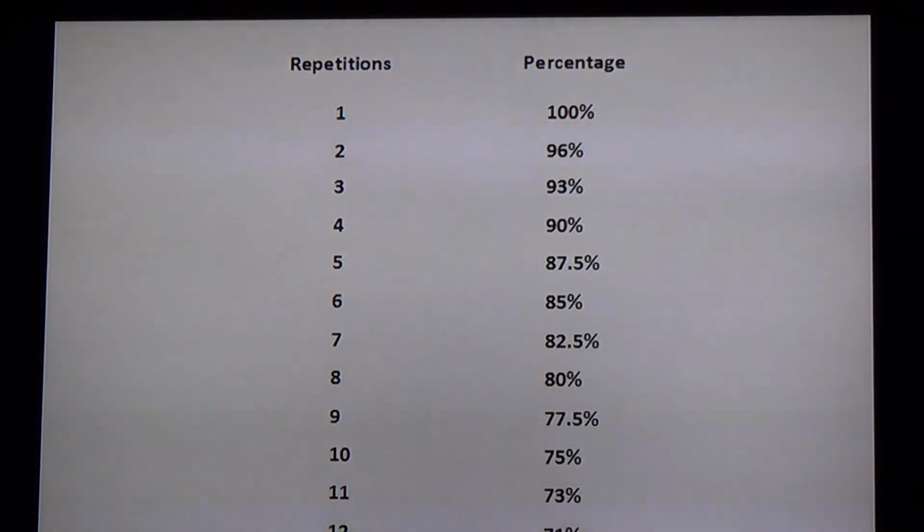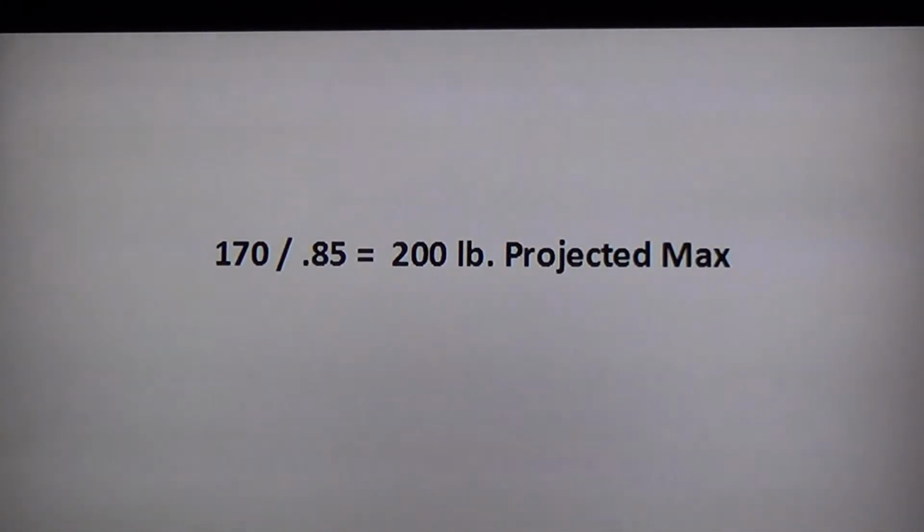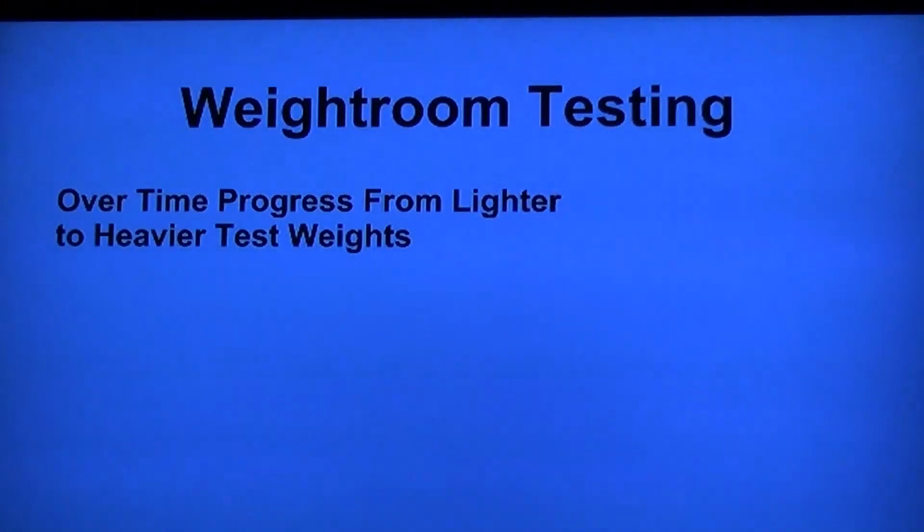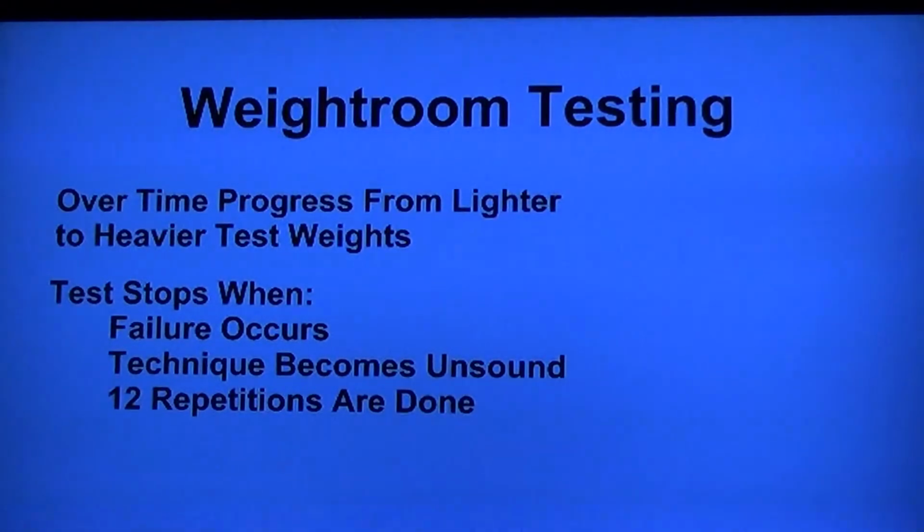For example, if an athlete cleans 170 pounds 6 times, 170 divided by 0.85 yields a projected max of 200 pounds. In the early stages of training, the coach chooses lighter weights, permitting more repetitions and greater safety. In the latter stages of training, the coach chooses heavier weights and the test more resembles a true maximum test. The test ends when failure occurs, or if the coach deems technique to be poor, or if 12 repetitions are done. This is because the test loses accuracy above the 12 repetition threshold.